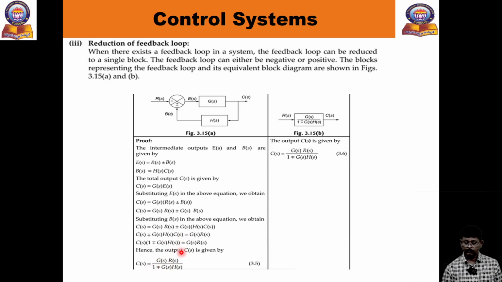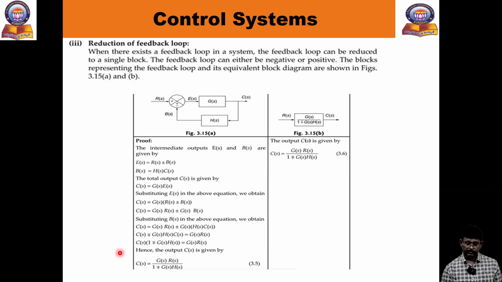So C of S by R of S equals G of S into 1 plus G of S into H of S. So what is the output transfer function now? We take R of S here. C of S by R of S equals G of S by 1 plus G of S into H of S. Okay, same.